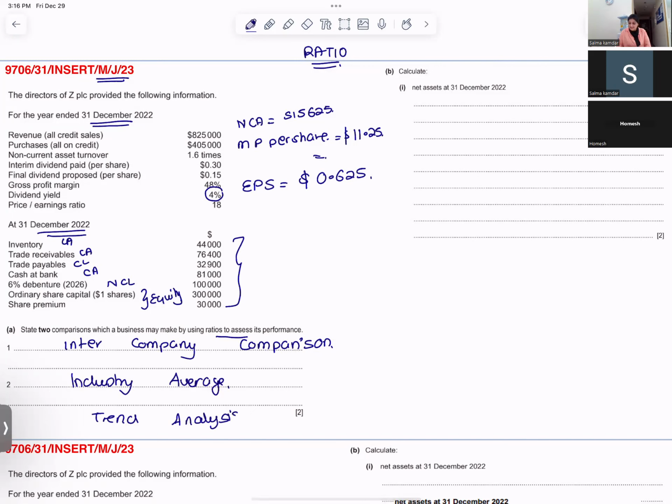Trend analysis. Tell me what is net assets? What do you mean by net assets? Miss, net assets are like total assets of the business. They include whatever current and non-current assets the business owns. So all assets minus all outside liabilities. So net assets on 31st of December. Come on, start with all assets that you have.